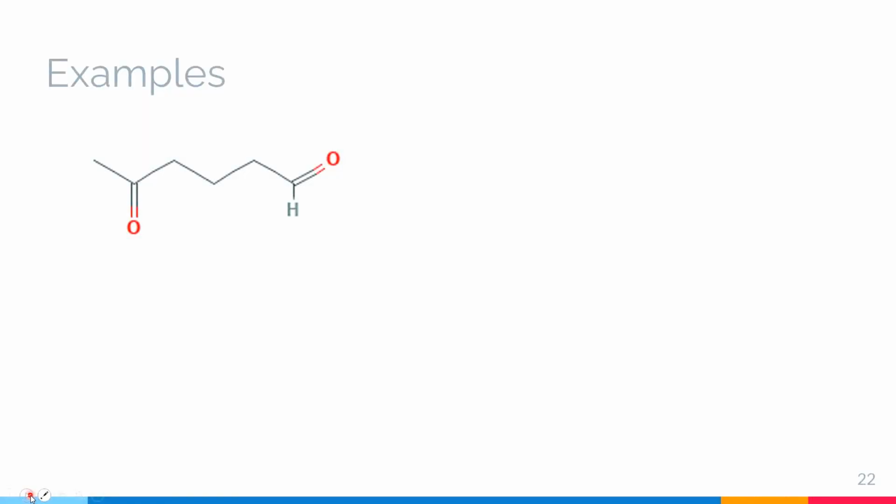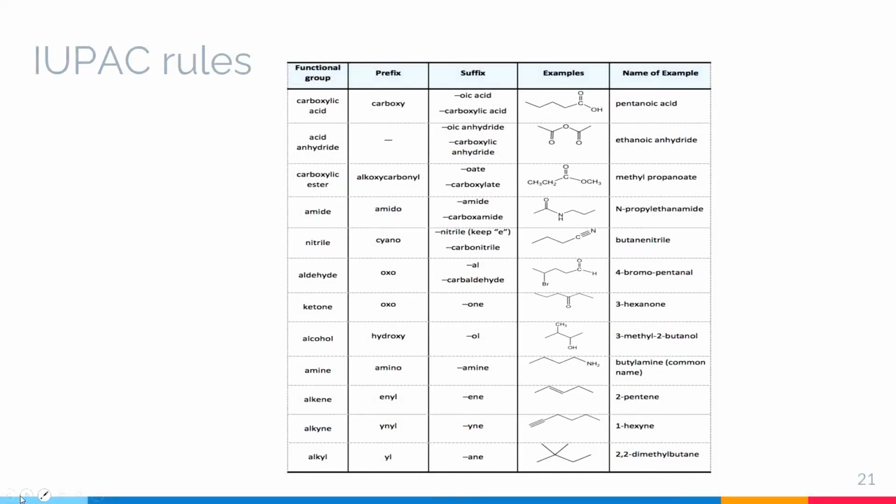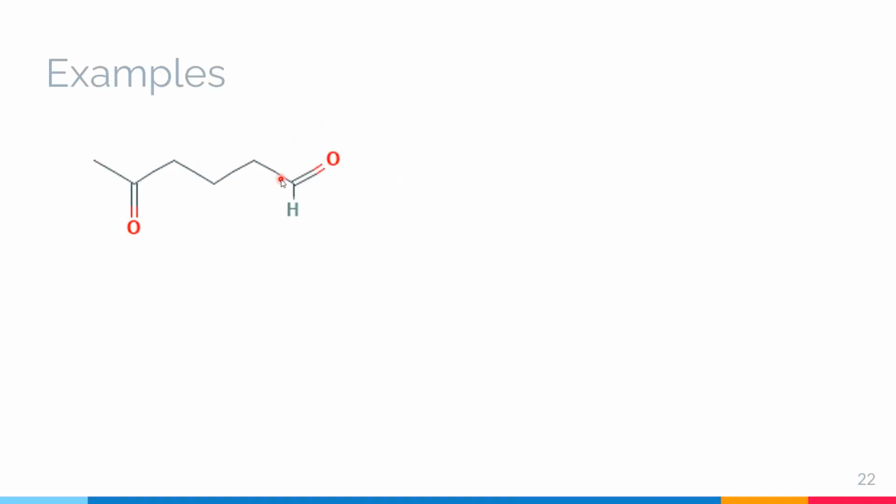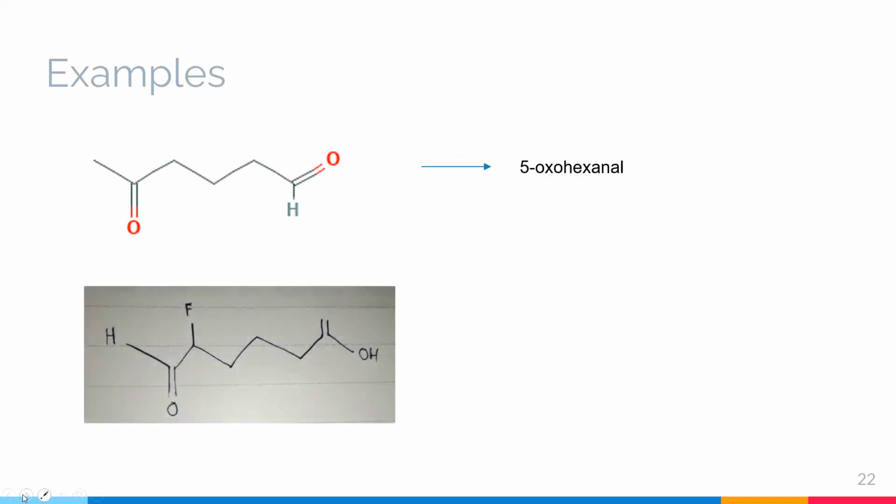So what about this? We have a ketone and an aldehyde. Who has the higher priority? According to the table, the aldehyde beats the ketone. So we start counting from the aldehyde, and we use the suffix of the aldehyde. So it's 1, 2, 3, 4, 5, 6. It's a hexanal. And we have a ketone on the 5th carbon, so we have a 5-oxohexanal, because oxo is the prefix of a ketone. It surrendered its suffix title to the aldehyde. So yeah, 5-oxohexanal. What about this?